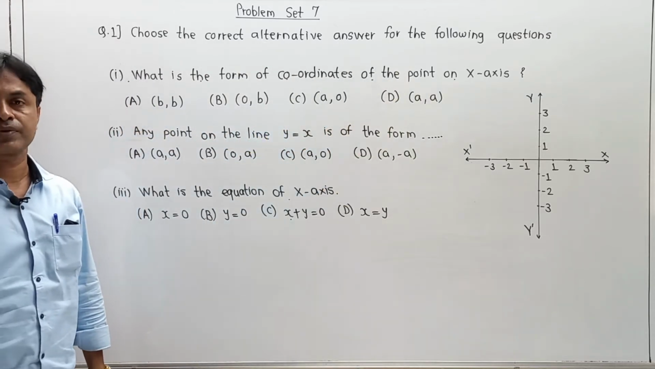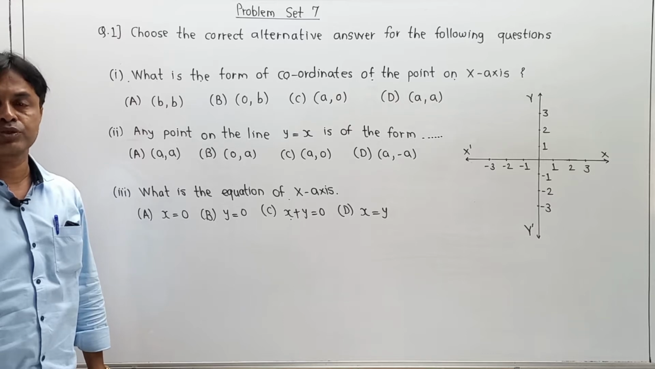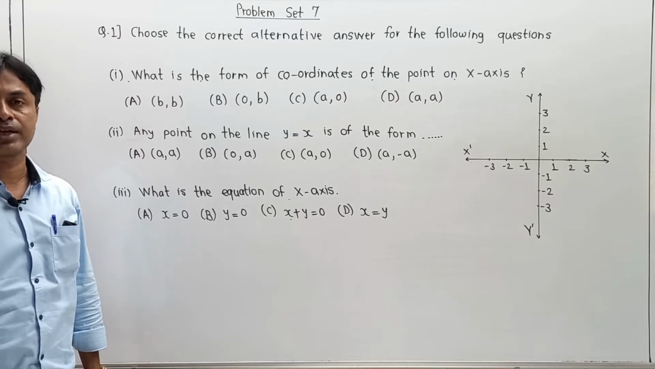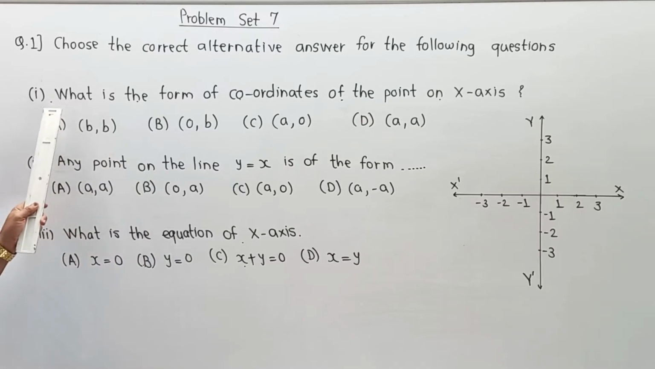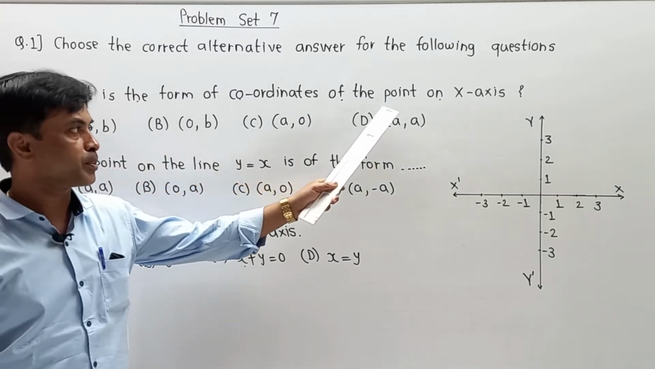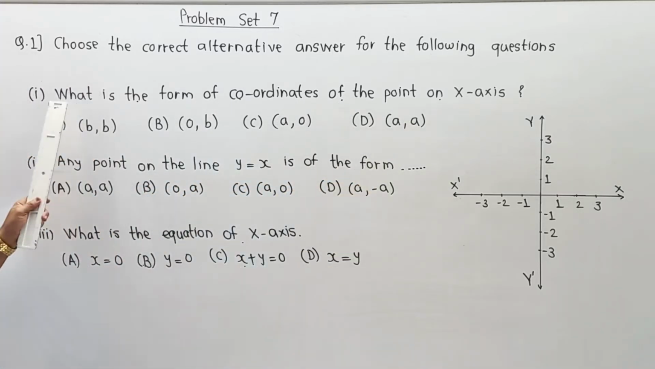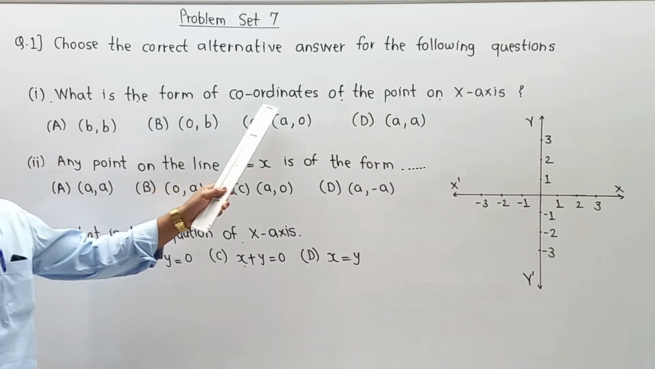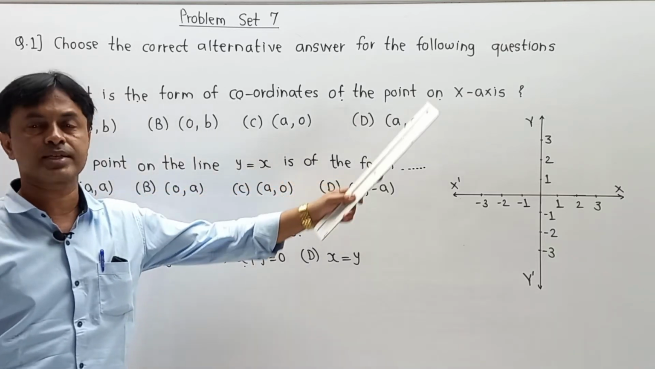It means they have given us one question along with 4 choices in terms of options and we have to select or choose the correct one. According to that, their first question is, what is the form of coordinate of the point on x-axis? Once again, what is the form of coordinate of the point on x-axis?